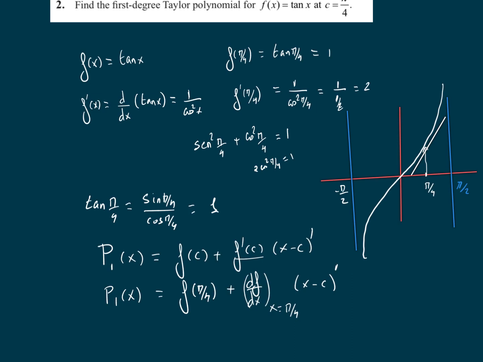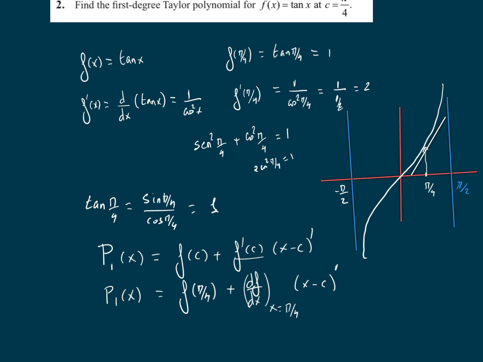So what is the Taylor polynomial? We need to plug in numbers. What is f of pi divided by 4? Tangent of pi divided by 4 is 1. So I will now need the derivative of the function evaluated at x equal pi divided by 4. The c, I know, is pi divided by 4.